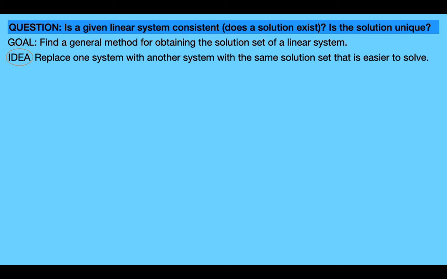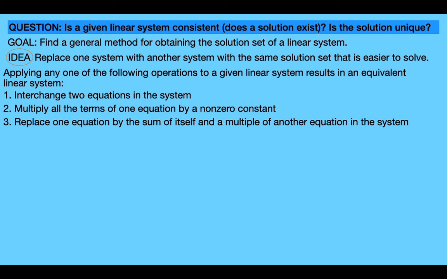Basically, the idea is that if we're given a linear system of equations, we want to replace that system with another system that has the same solution set, but that's easier to solve. So the key is finding operations that we can apply to a linear system that result in a different linear system that has the same solution set. We have three basic operations that can be applied to a linear system. Applying any one of the following operations to a given linear system results in an equivalent linear system. And by an equivalent linear system, we just mean a linear system that has the same solution set.